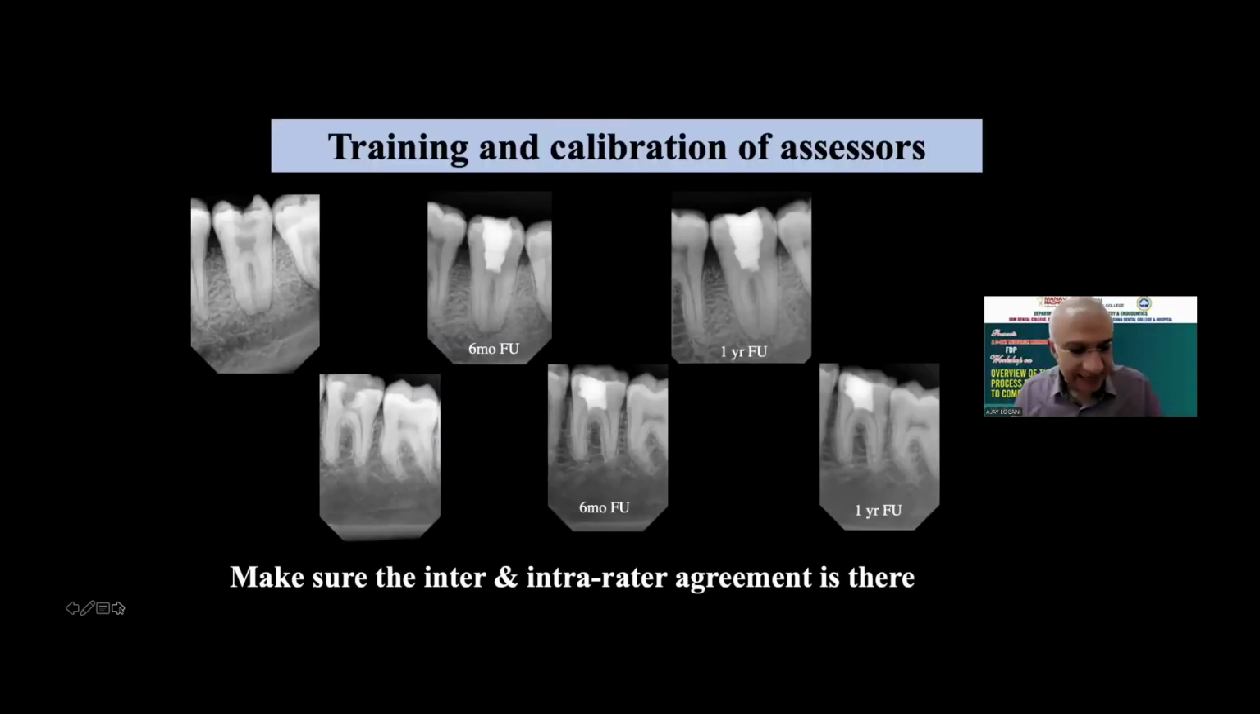As far as the outcome assessment is concerned, the only point I need to tell you is that the people who are going to be reading your radiographs have to be blinded, and they have to be trained and calibrated so that they're on the same page. If somebody is reading it as PI1, the other should also be reading it as PI1, and you must do a kappa analysis at the end, to make sure that the reliability and agreement between the two or three assessors is there. Only then is the trial considered valid.